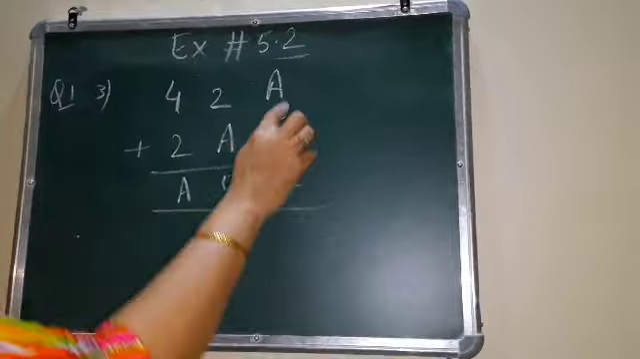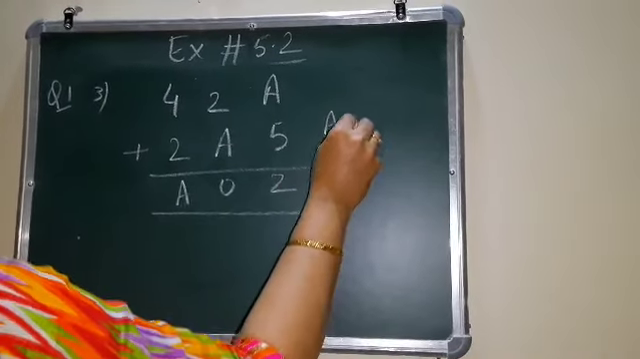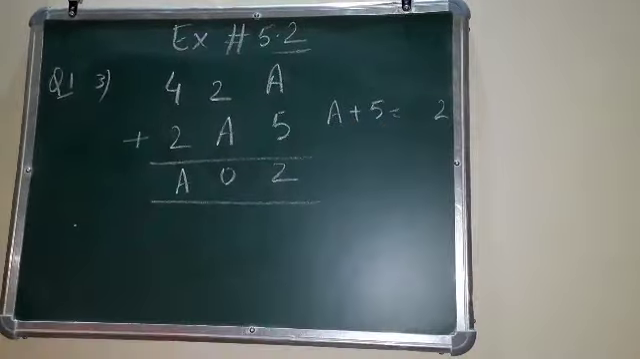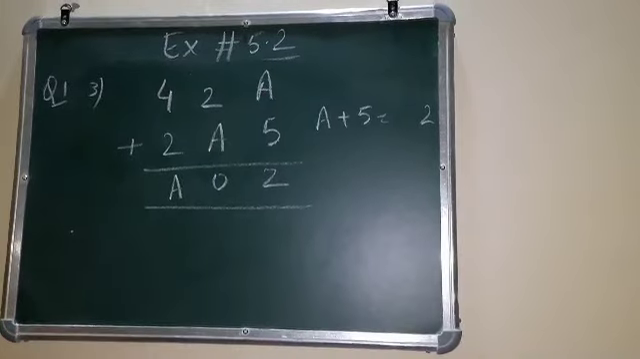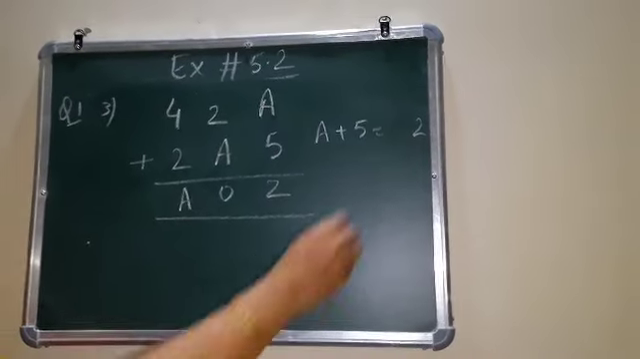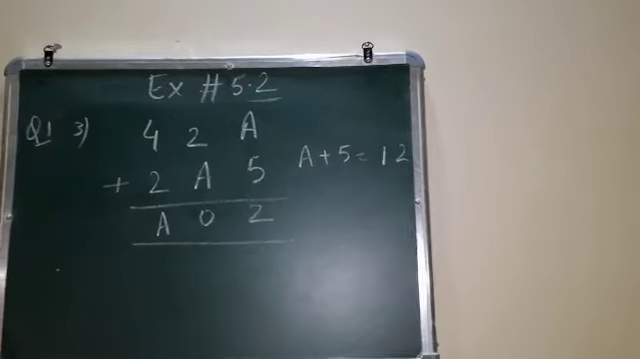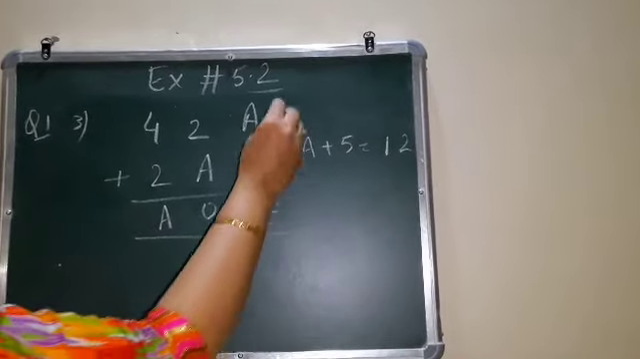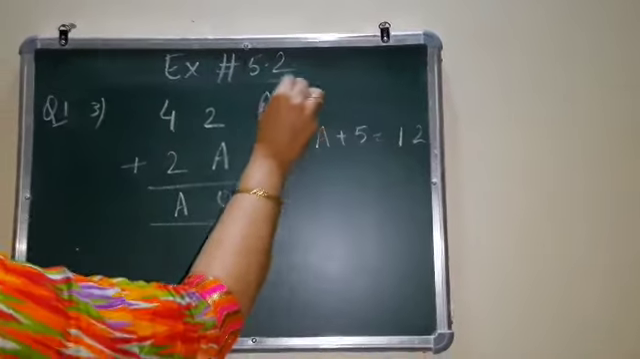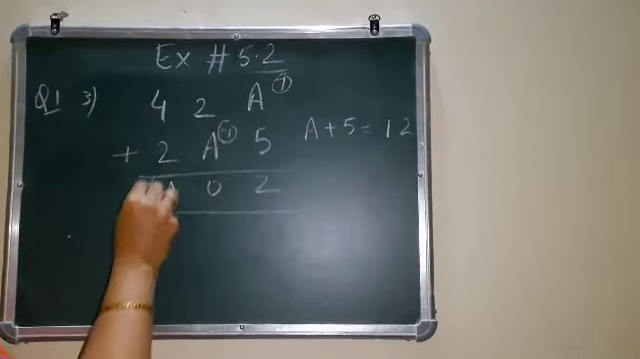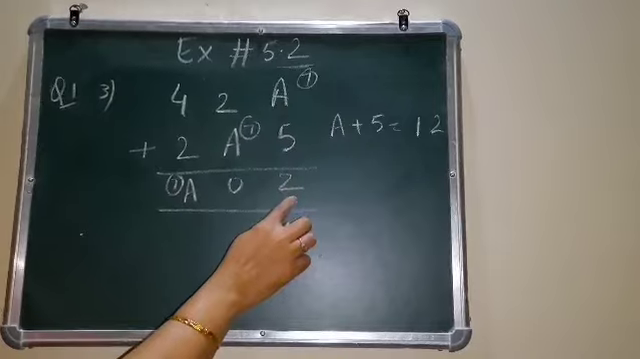Now, A plus 5. You want the unit digit 2. A plus 5, unit digit 2, means what number do you want? You want 12. So how do you get 12? What number will you add to 5 to get 12? You'll get 7. So we'll check for 7 in all the numbers. All should be A. 7 plus 5 is 12.